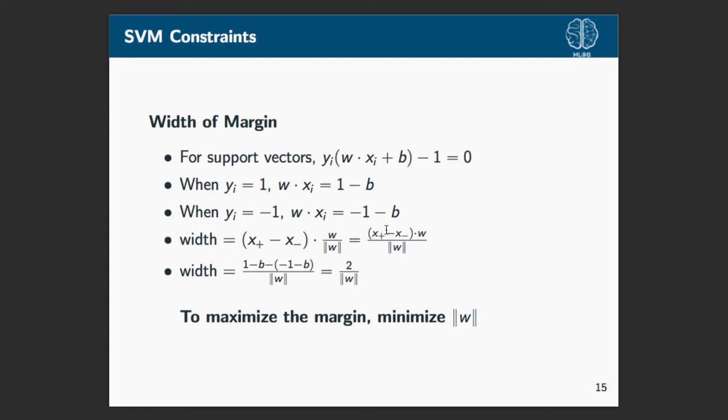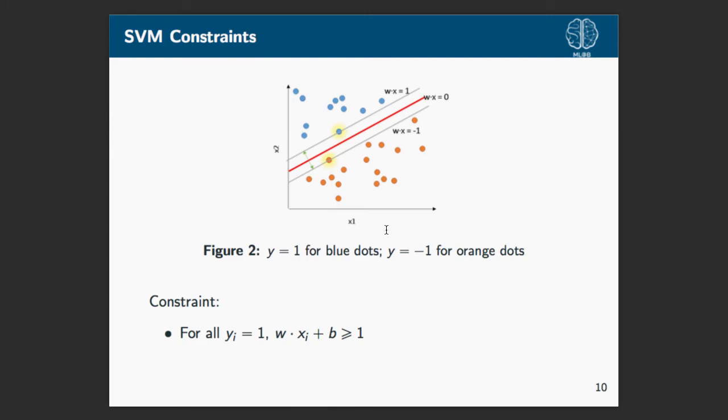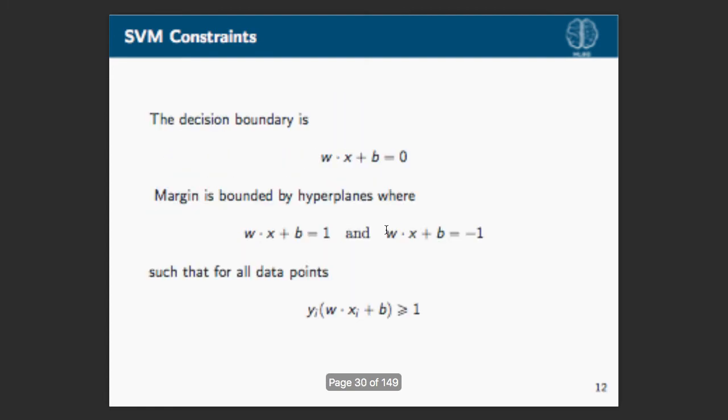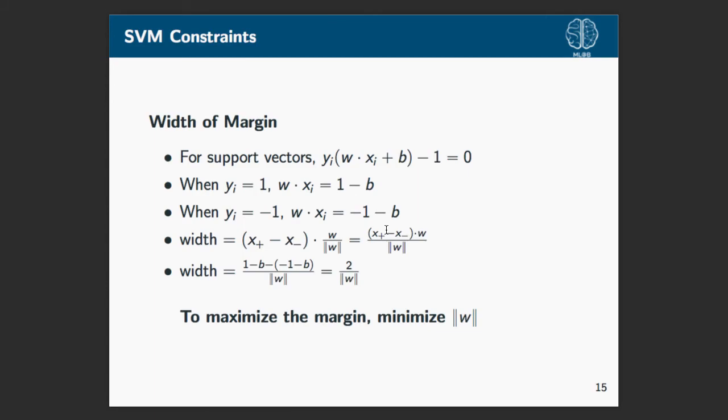Okay, so let's take a step back. If you didn't follow that along, this is the takeaway you need to take away, right? We just derived that the width is inversely proportional to the norm of w. That means if we're trying to maximize the margin, we're trying to find the hyperplane such that this margin is maximized, because that's our ultimate goal, right? That means we need to minimize the norm of w. Let me repeat that again. To maximize the margin, we want to minimize the norm of w.